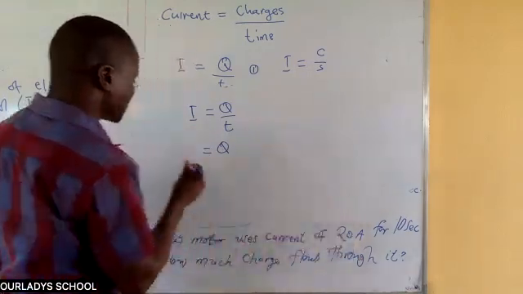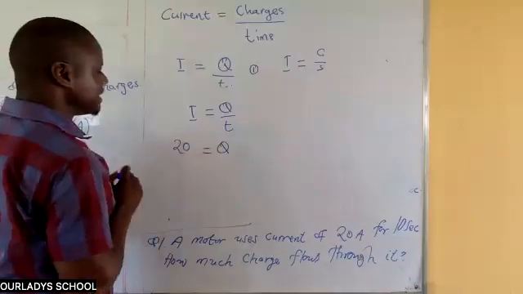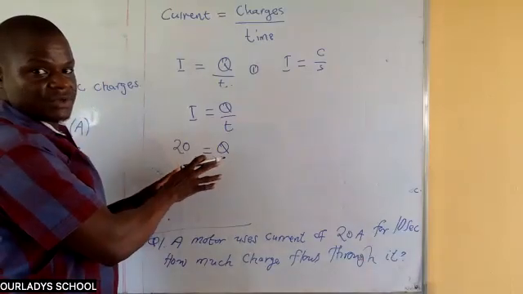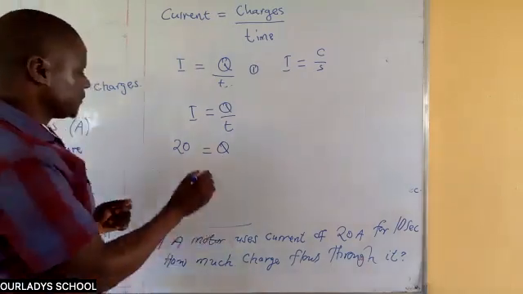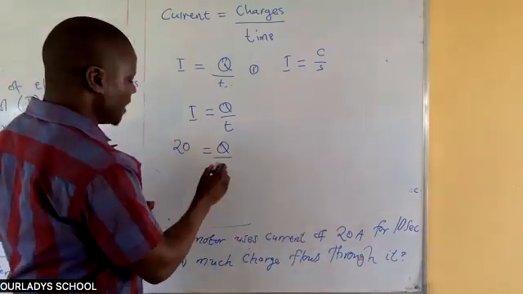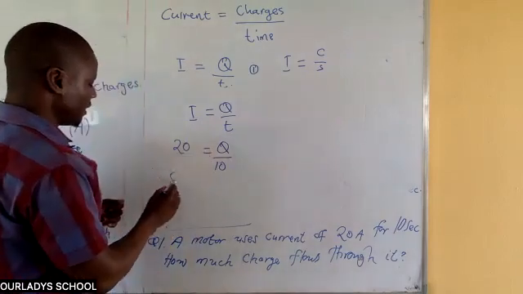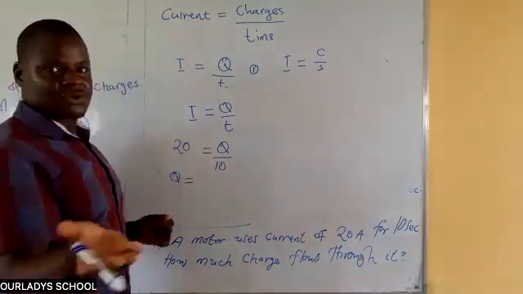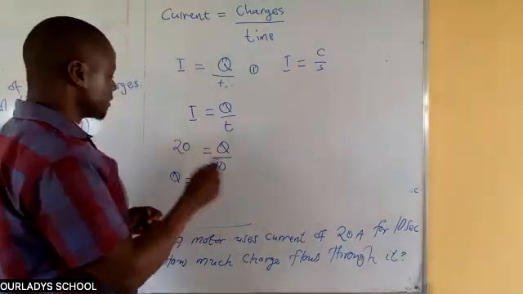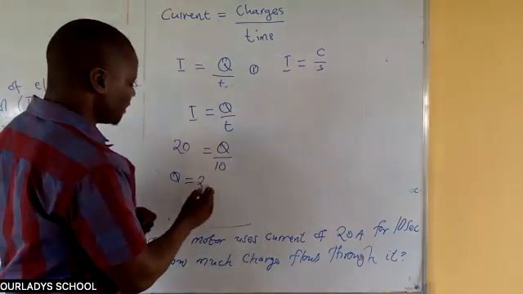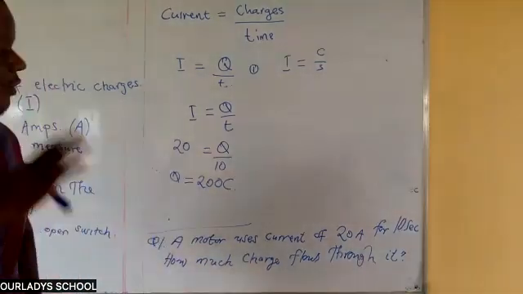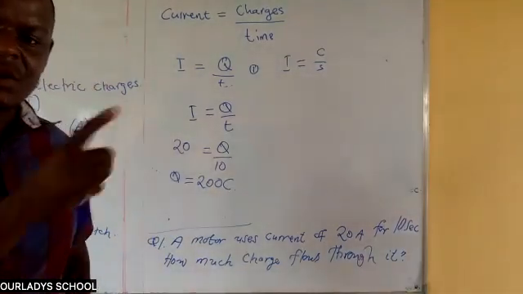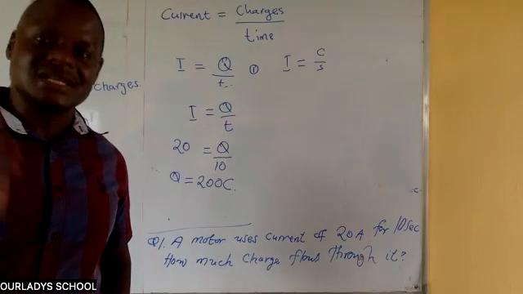And then how much current do we have? We have 20. At the point of substitution, even if you don't include the units, you are good to go. Over the time, we are told it's 10. It's a simple grade 9 cross multiplication kind of mathematics. So 20 times 10, we definitely have 200 C. So it means 200 coulombs of charge will pass through that motor within 10 seconds.